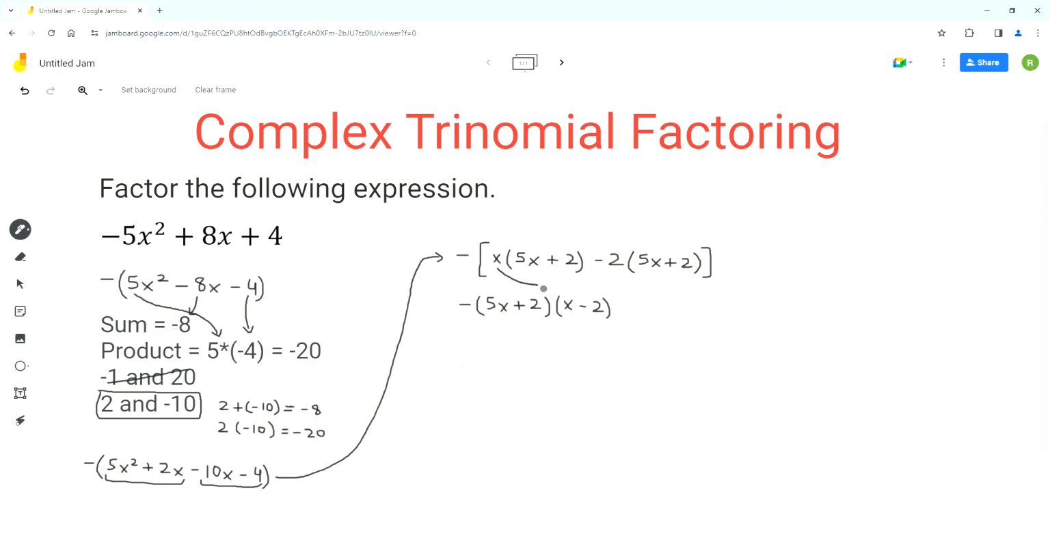So it's this x here and this 2 here. So this should be the final answer for the factored form of this complex trinomial. And in all of these steps, as you can see, I kept this negative sign. So these are the steps you have to keep in mind to factor a complex trinomial like this one.